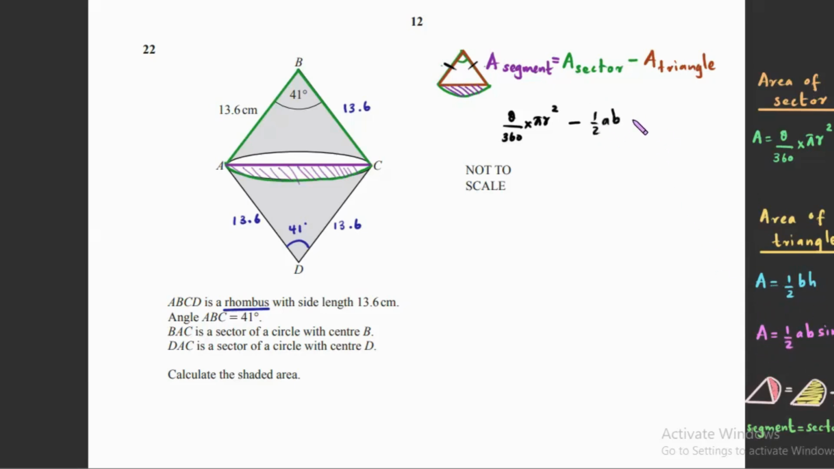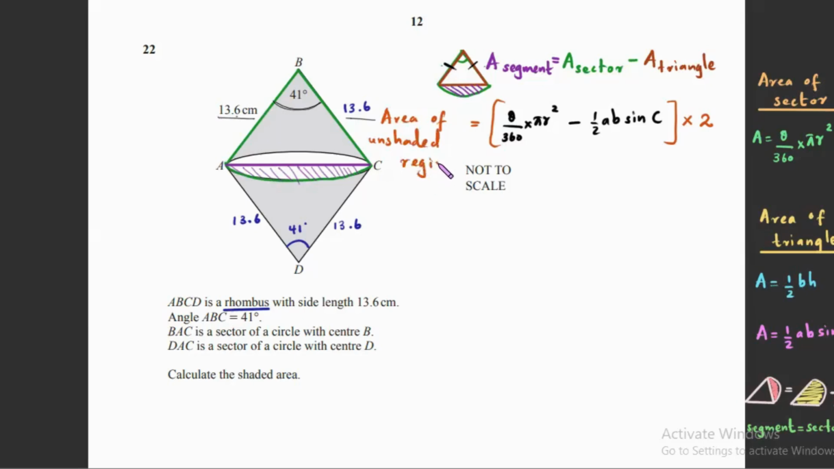half ab sine C. Here, to calculate the area of the triangle, this formula can be used as well, where this C should be the included angle for these two sides a and b, which means the angle should be in between the two sides that are given to us. So it's in between this 13.6 and 13.6. So using this, I can calculate the area of this segment. This answer that I get, if I multiply it by 2, will give me the area of the unshaded region. So that is what I'm trying to find first.